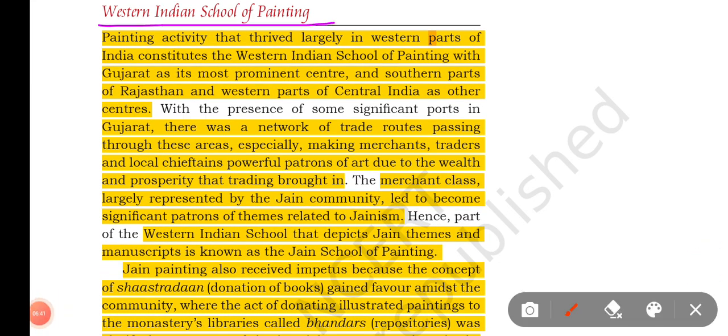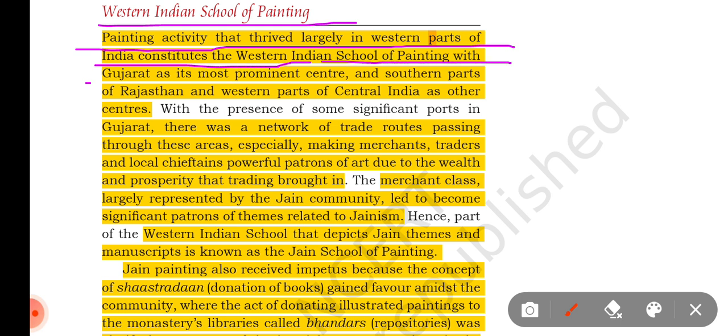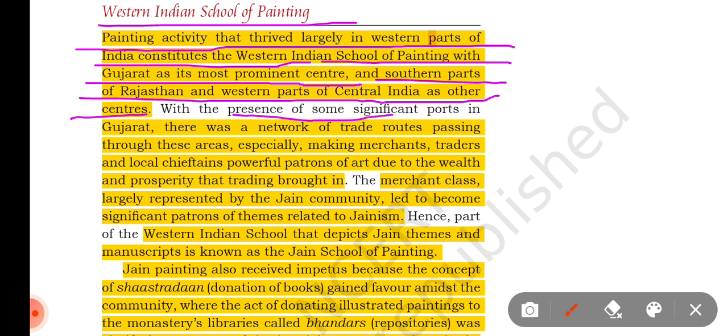Western Indian schools of painting. Painting activities that thrived largely in the western part of India constitute the Western Indian School of Painting, with Gujarat as its most prominent center, and southern Rajasthan and western parts of central India as other centers, with the presence of some significant ports.